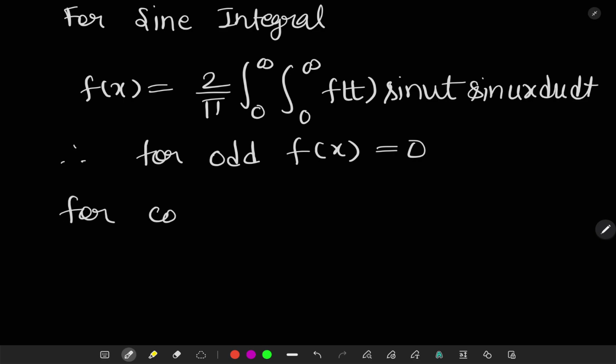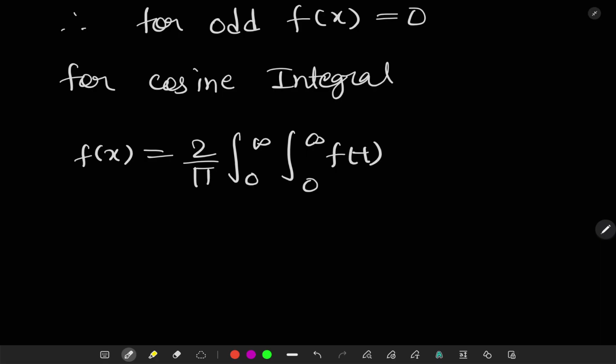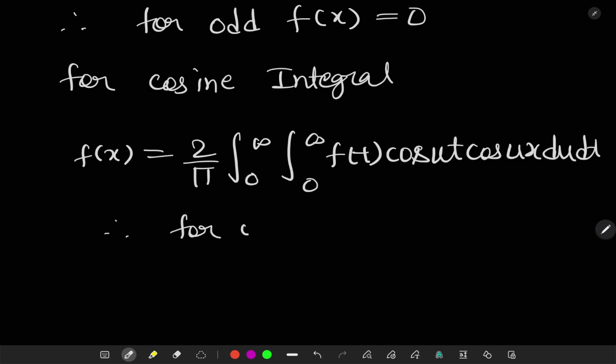Now for Fourier cosine integral, f(x) is equal to 2/π integral from 0 to infinity integral from 0 to infinity f(t) cos ut cos ux du dt. And similarly for an odd function, f(x) equals 0.